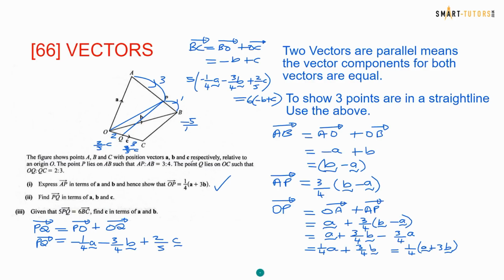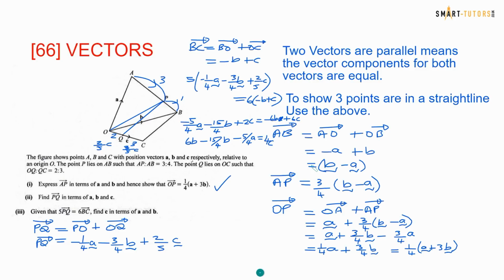So minus 5/4 A minus 15/4 B plus 5 times 2/5, which is 2C, equals minus 6B plus 6C. Now if we simplify this, the minus 6B coming to this side is going to be plus 6B. So 6B minus 15/4 B minus 5/4 A equals 6C, and the 2C goes to the other side as minus 2C. 6C take away 2C is 4C.